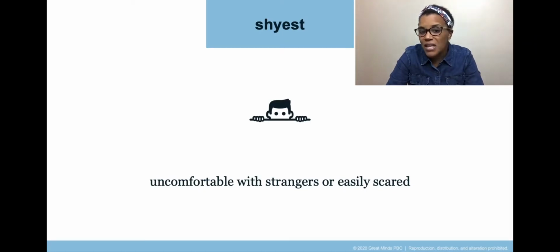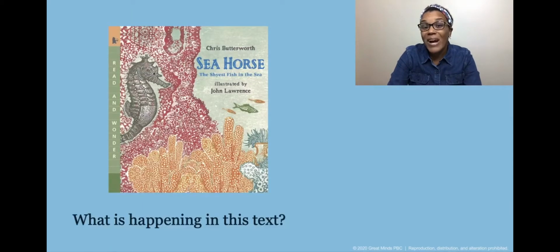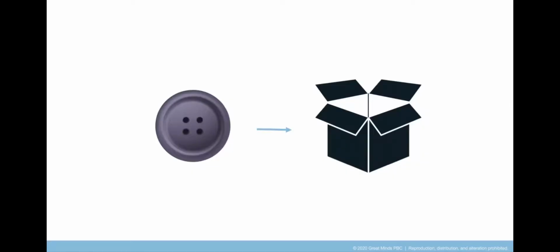Now, let's think about the question that will frame our learning for today. And that question is, what is happening in this text? So specifically, we'll be thinking about what is happening in Seahorse, the Shyest Fish in the Sea. And as you examine what is happening in the book, you will find clues about what the book is mostly about.